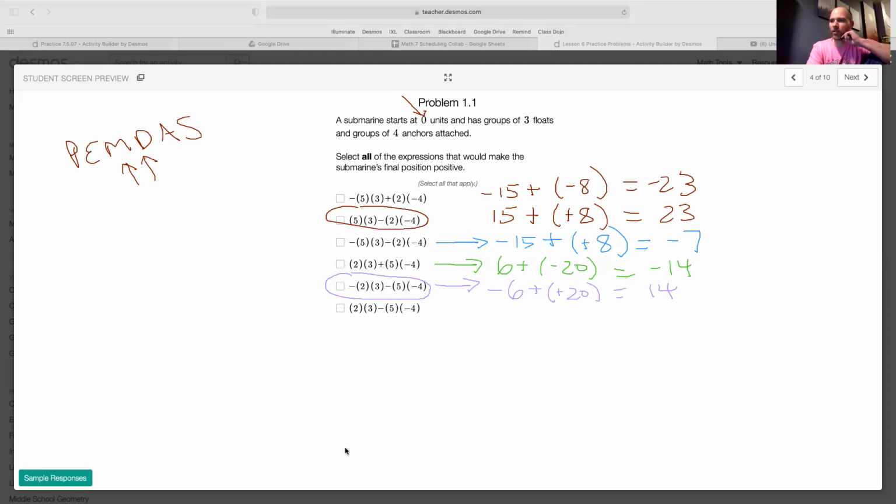And we got one more to do. This is a long question. Geez. 2 times 3 is 6. Carry my minus sign over. And then 5 times negative 4 is negative 20. And so again, we've got a minus a negative, which is the same as adding a positive. So this is the most positive one of all, 26. So there's our 3 that we should select.